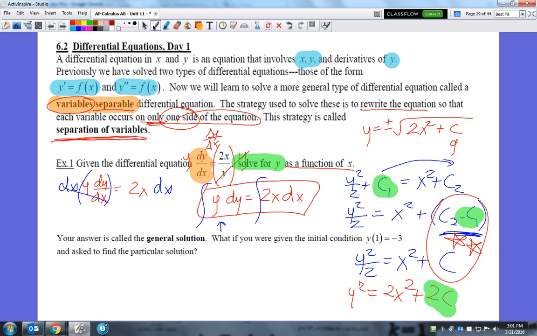This is known as the general solution. The reason why it's the general solution is the fact that c is not solved yet.